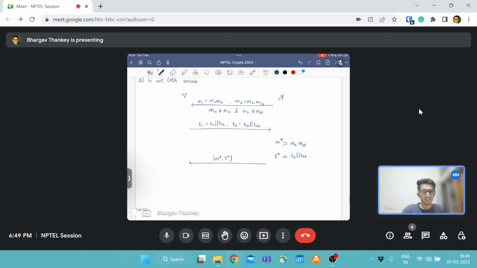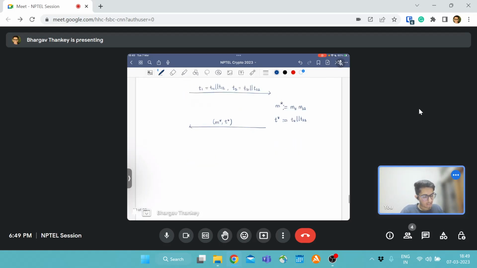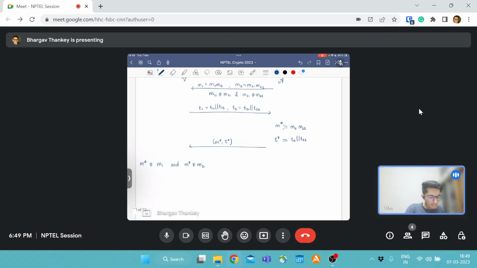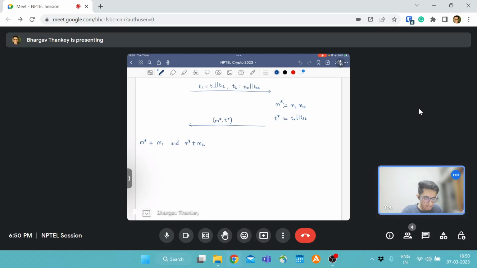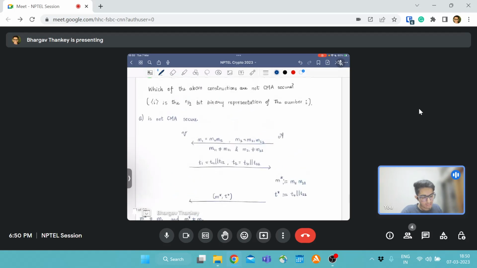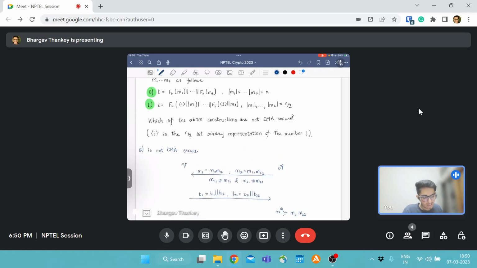Now, first of all, observe that A is clearly a PPT adversary. It's clearly efficient. Furthermore, M star is not equal to M1 and M star is not equal to M2. Why? Because M11 and M21 are different and M12 and M22 are different. So M star is clearly different from M1 and M2 both. So M star is a new message. So if we show that T star is the valid tag for M star, then the adversary succeeds with probability 1. And 1 is not negligible in n, so this adversary can forge a tag with non-negligible probability, and therefore the first construction, that is the construction in option A, is not CMA secure.